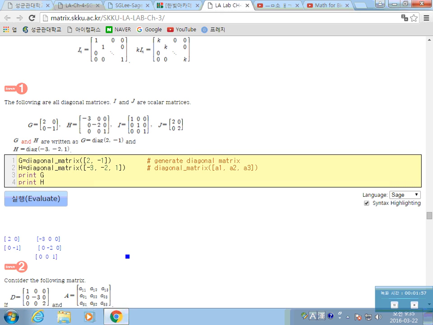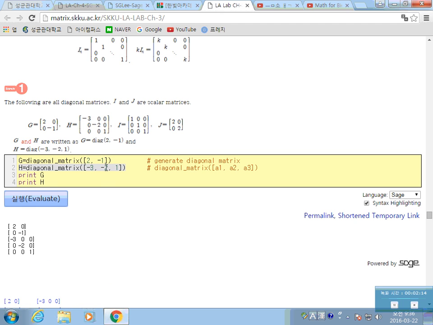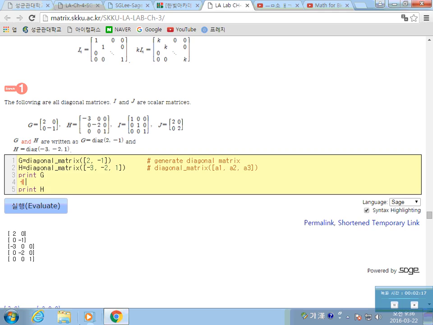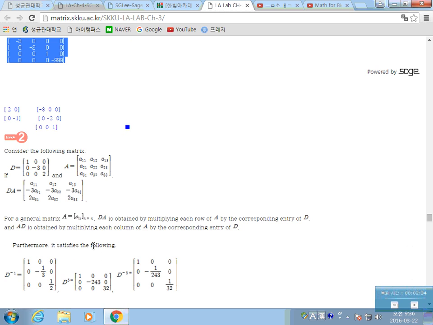So when we define a diagonal matrix like this, this means this is a 2 by 2 diagonal matrix whose main diagonal entries are 2 and minus 1. And this is a 3 by 3 diagonal matrix whose main diagonal entries are minus 3, 2, and 1. If you type it, then you will see like this. If you want to have a 4 by 4 matrix like this, then you will have a 4 by 4 diagonal matrix like this. Consider the following matrices, D and A.